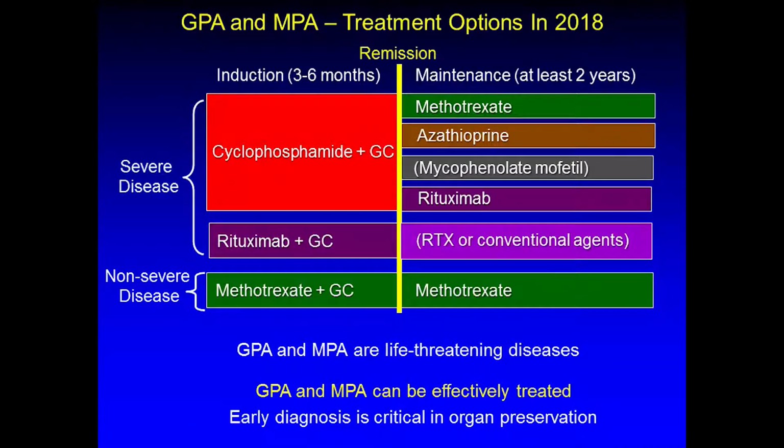Now, the reason these very aggressive treatments are used is because these are life-threatening diseases, and this is not an entity where we have the option of observation and seeing how these people do. We know from the time prior to where treatment was available that this disease had a mortality rate of on average about 5 months. But the good news currently is that, again, these are very effectively treated and can now be considered chronic diseases. But early diagnosis is critical in organ preservation.